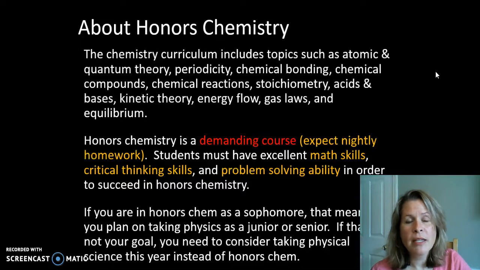Also, if you are signed up for honors chemistry now as a sophomore, then that means that you intend on taking physics as either a junior or a senior. In order to graduate from high school, you have to have either physics or physical science. If you are not intending on taking physics as a junior or senior, and instead you're going to take physical science, then I advise for you to go ahead and drop back and take physical science now. Save chemistry for later. You can always take honors chemistry next year as a junior.